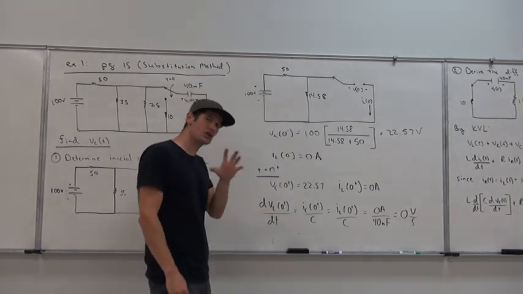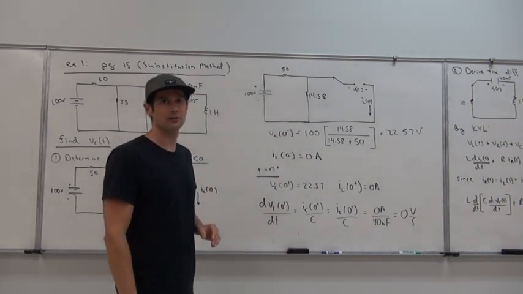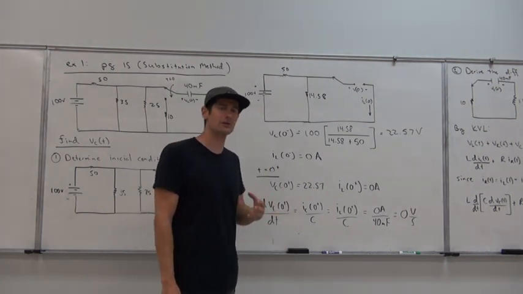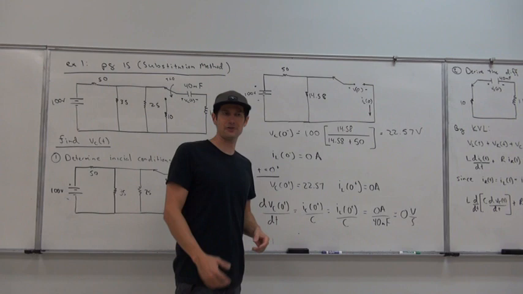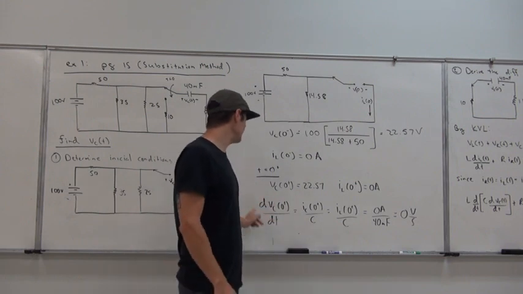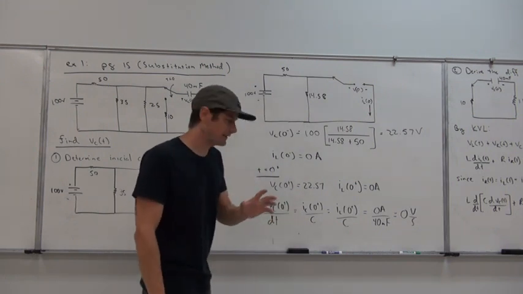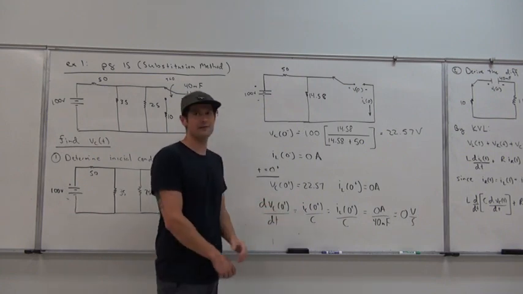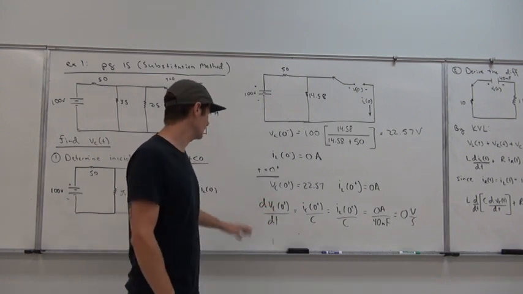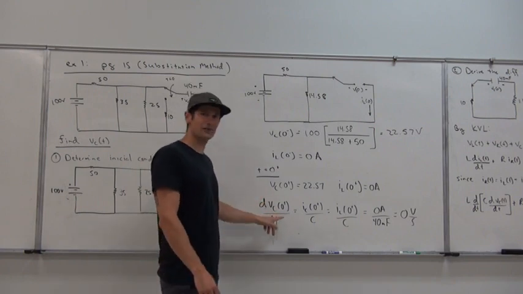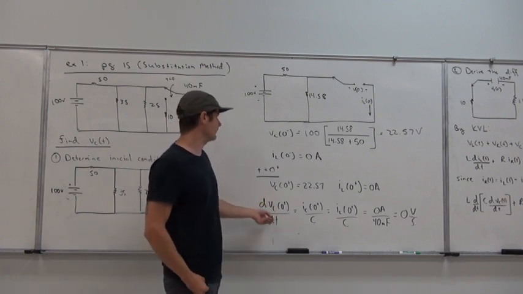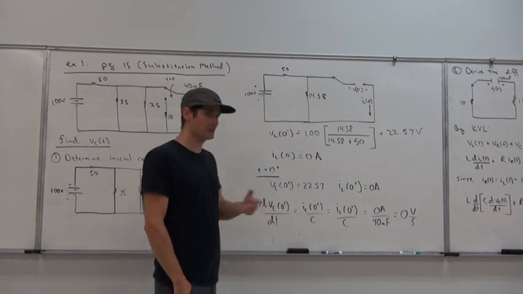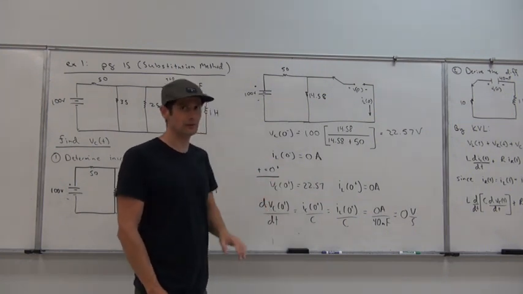Now for the initial condition of the derivative of the voltage across the capacitor, because we're going to be deriving a second order differential equation for the capacitor voltage, we're going to need that second initial condition, the rate of change of VC at 0 plus. Again, we can't just look at this and say, oh, we just take the derivative of a constant, the derivative of 22.57 volts, and that just equals 0. No. We're not doing that anymore.